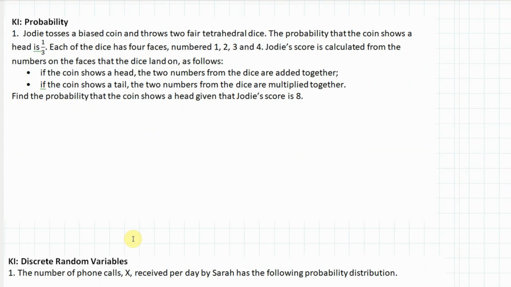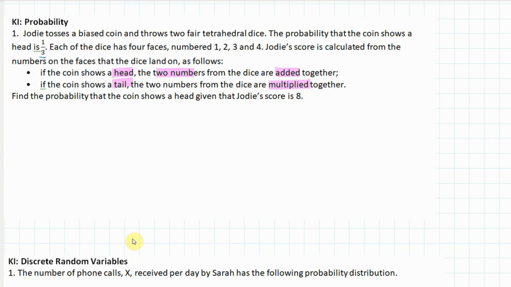Moving on, Jody tosses a biased coin and throws 2 fair tetrahedral dice. Probably the coin shows a head. Oh, it's biased, right? Okay, yep. There's a third, and each dice has 4 faces. Okay, cool. Jody's score is calculated from the number on the faces that the dice lands on as follows. So if the coin shows head, then the 2 numbers are added. And if the coin shows a tail, the 2 numbers are multiplied.